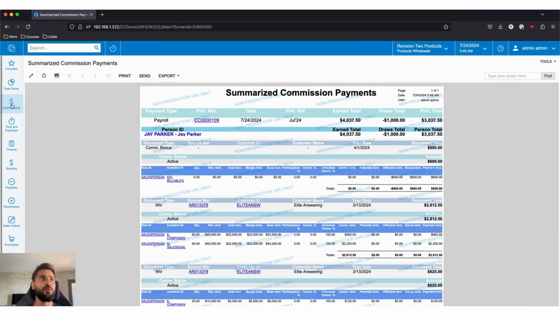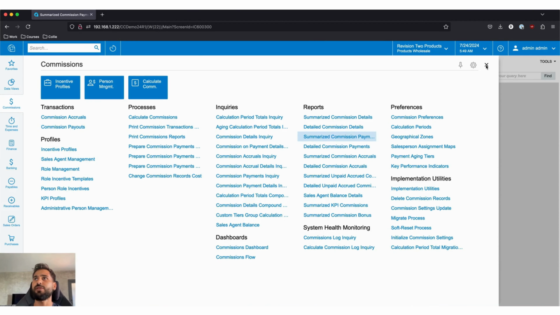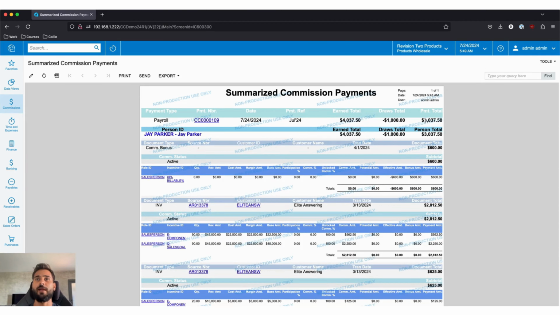So that's all. This is the draw scenario. This is how the commissions conductor handles the draws scenarios in Acumatica.